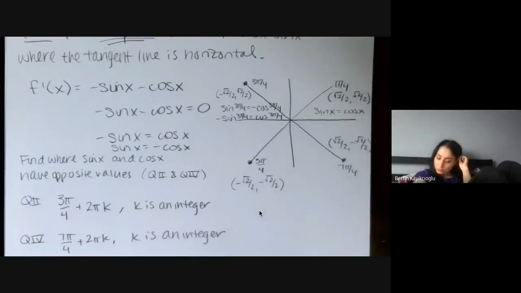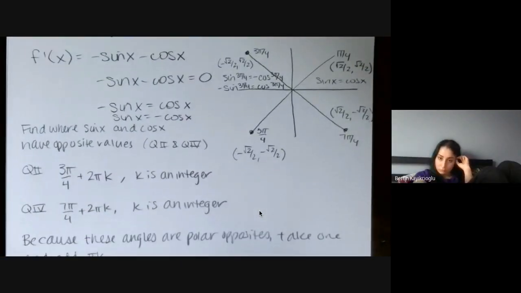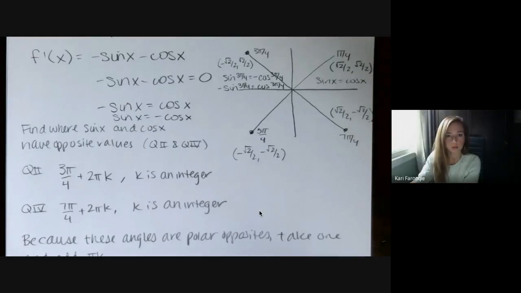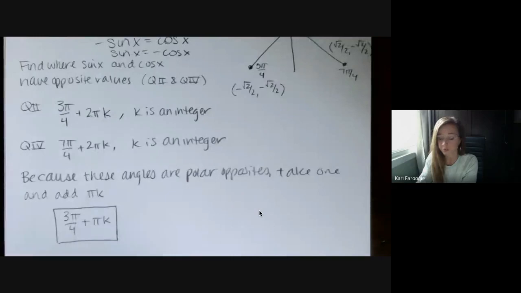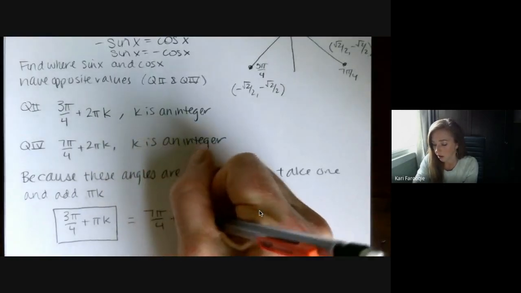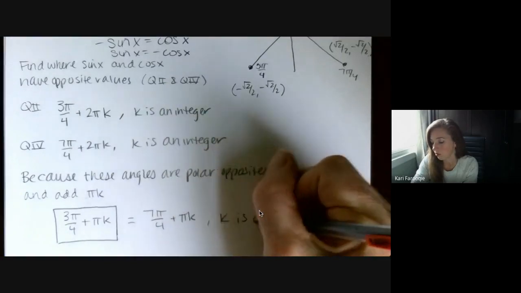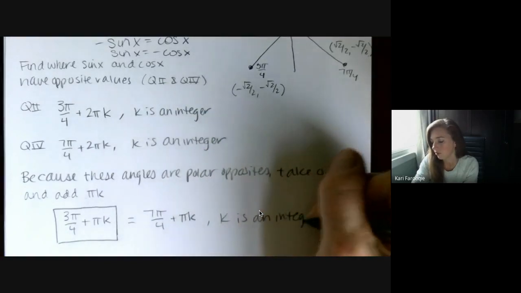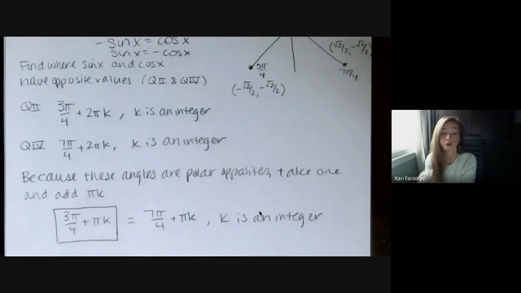Why did you pick 3 pi over 4 for the answer? Oh, I had to pick one. It doesn't matter. This is the same exact thing as saying this. I mean, of course, k is an integer still. It's technically okay. You could have chosen any angle.